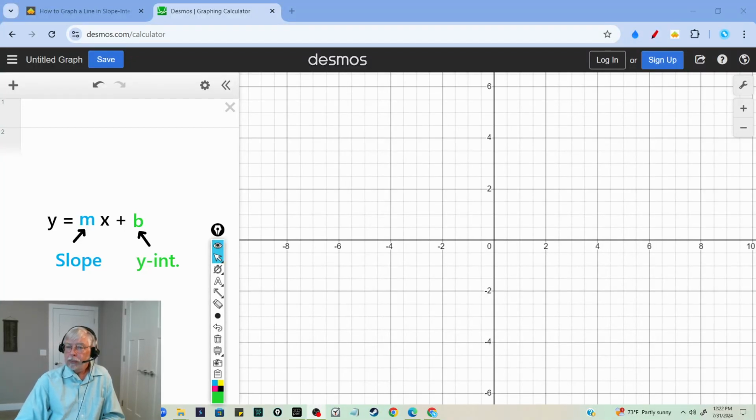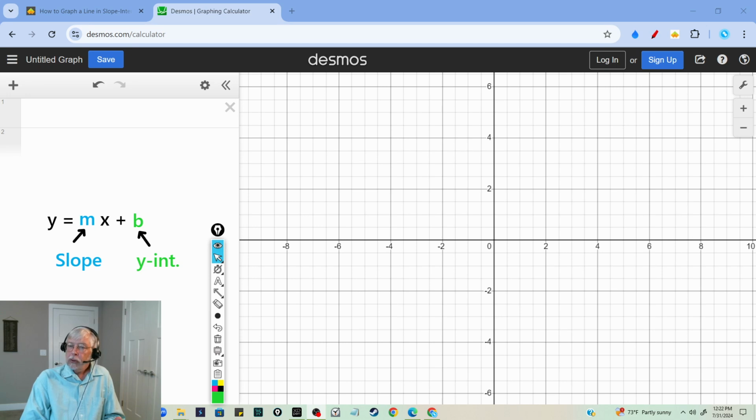So here's a question. What is slope? What does it mean to have positive slope? What does it mean to have negative slope? What if I have zero slope? What if the slope doesn't exist? We're going to talk about all four cases, and we're going to do it by graphing it.